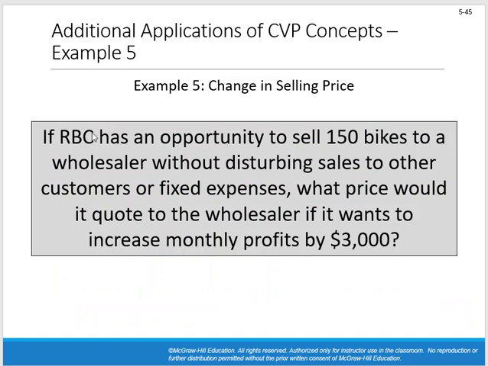Let's try this one. If RBC has an opportunity to sell 150 bikes to a wholesaler without disturbing sales to other customers or fixed expenses, what price would it quote to the wholesaler if it wants to increase monthly profits by 3,000? That's a tricky one. So we're going to sell 150 bikes, and we want to increase our profit by 3,000. So I think we should probably take that 3,000 and divide it by 150 bikes.